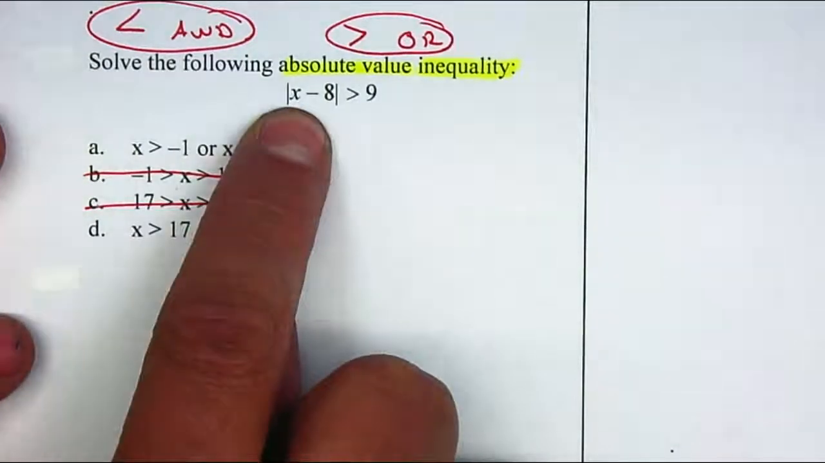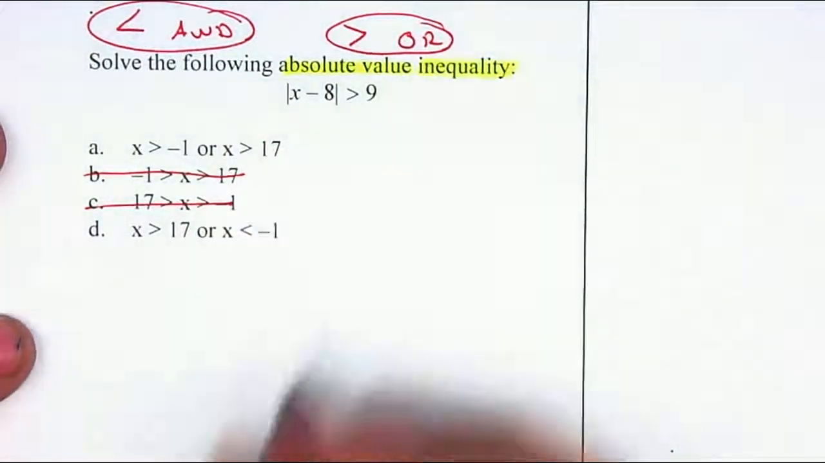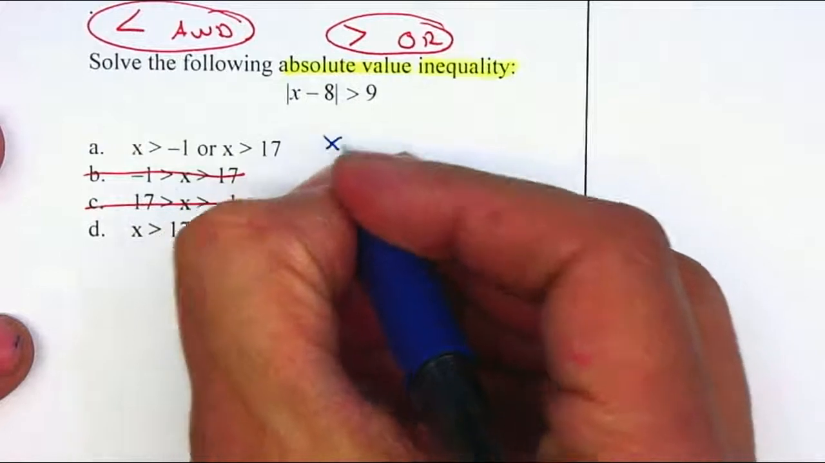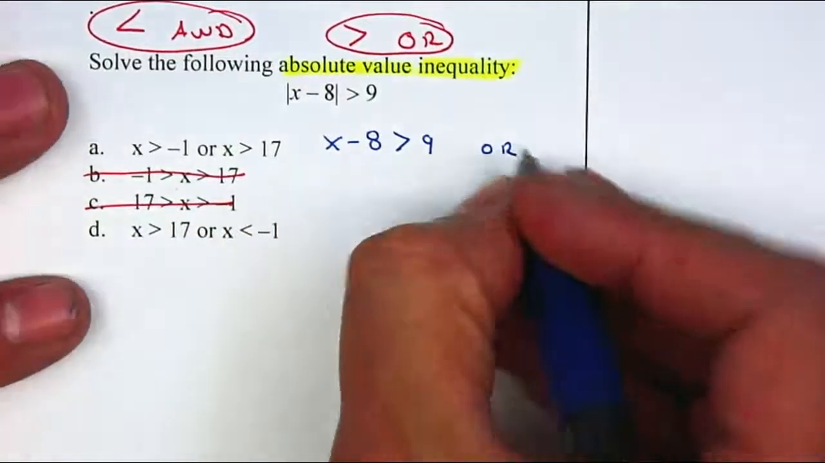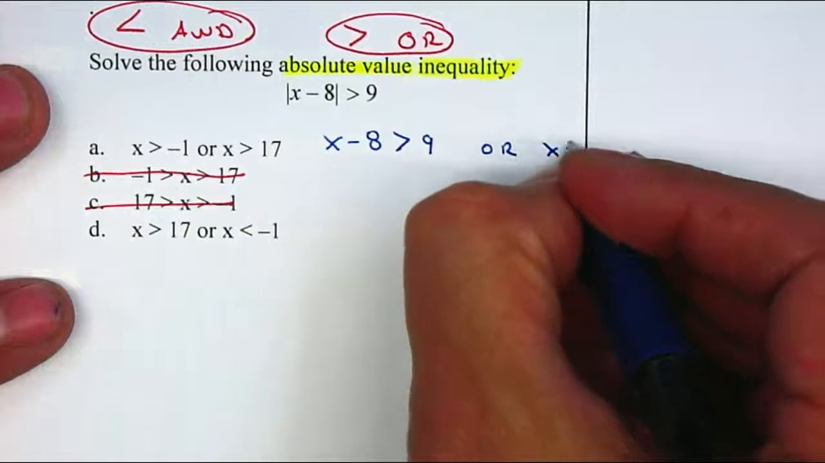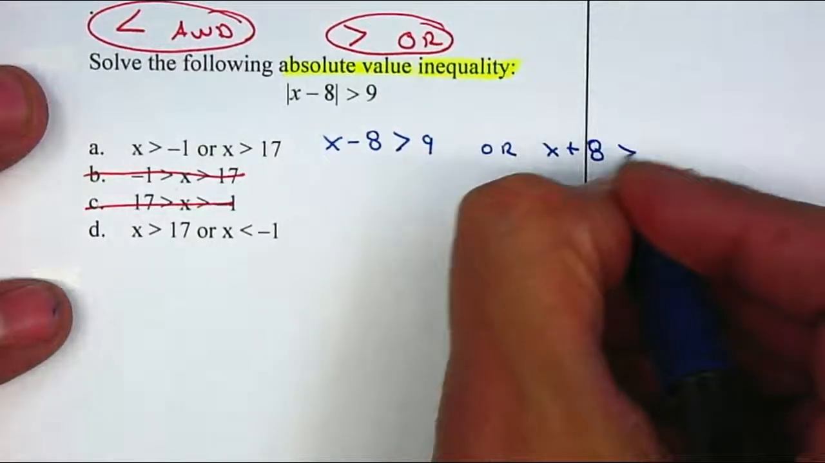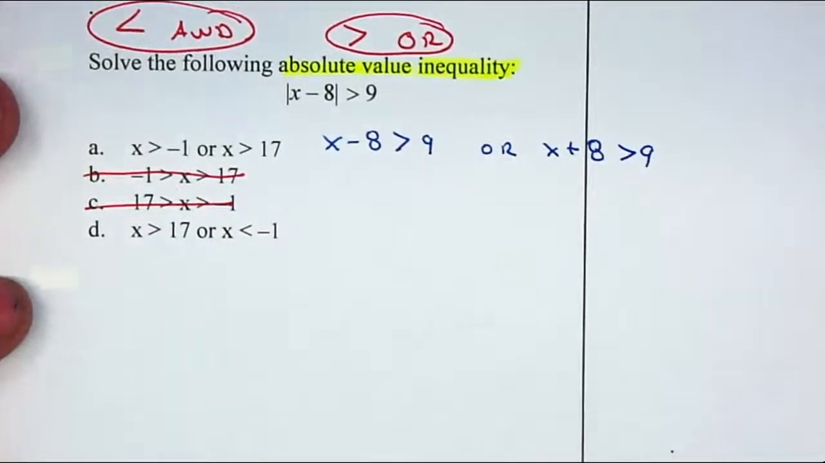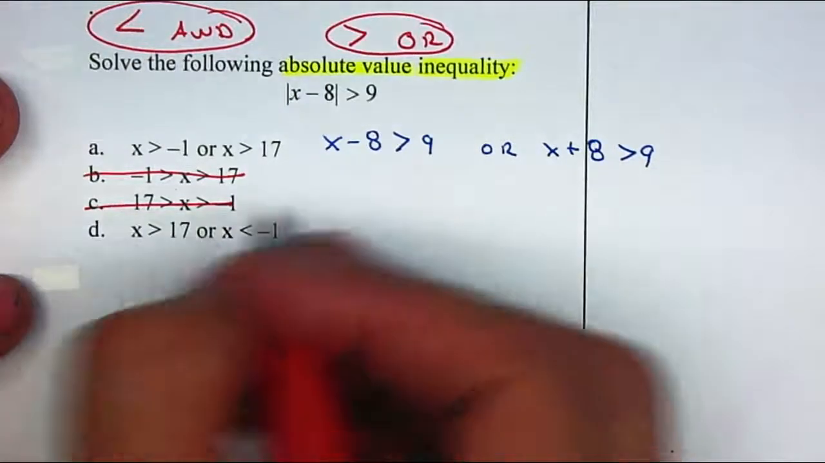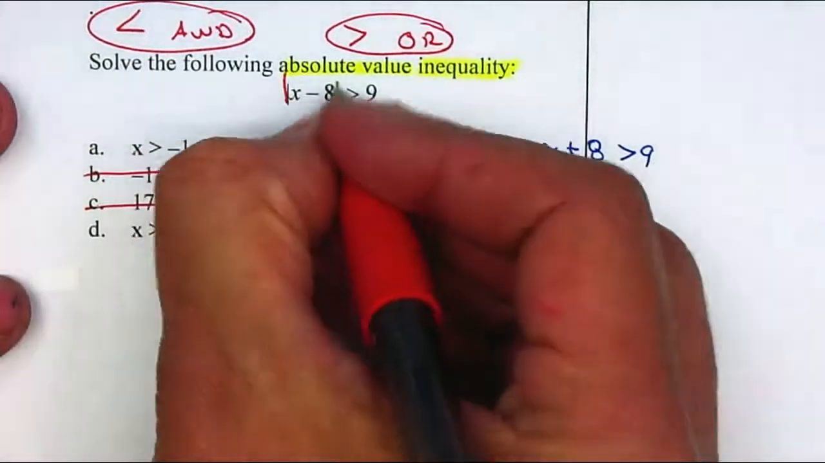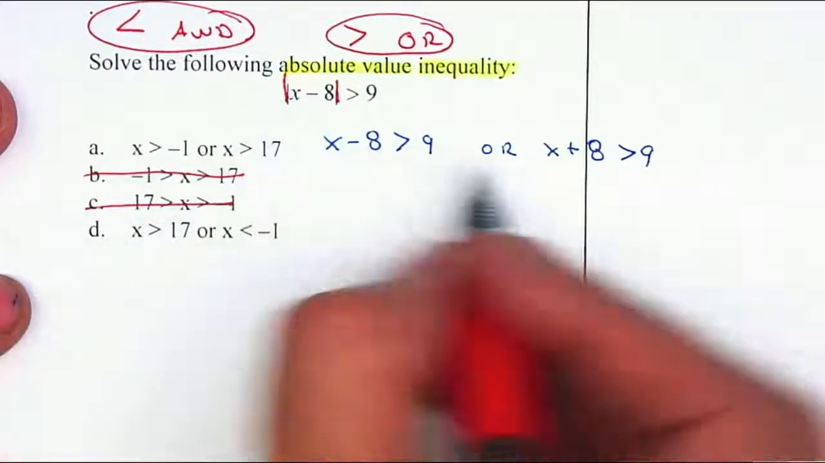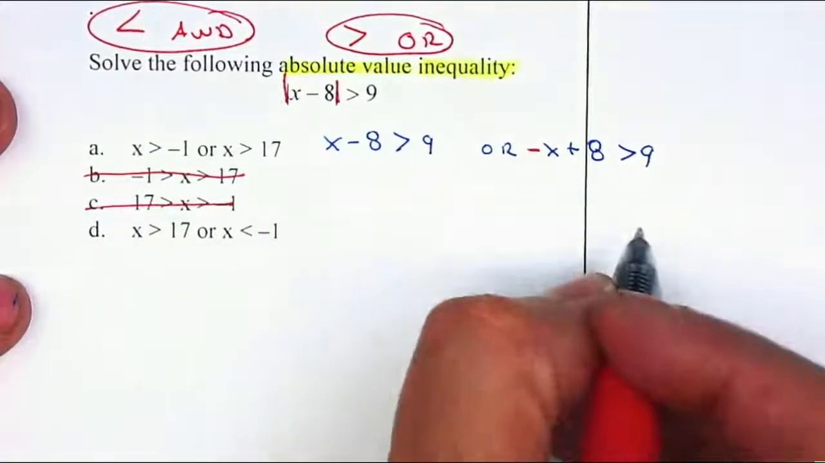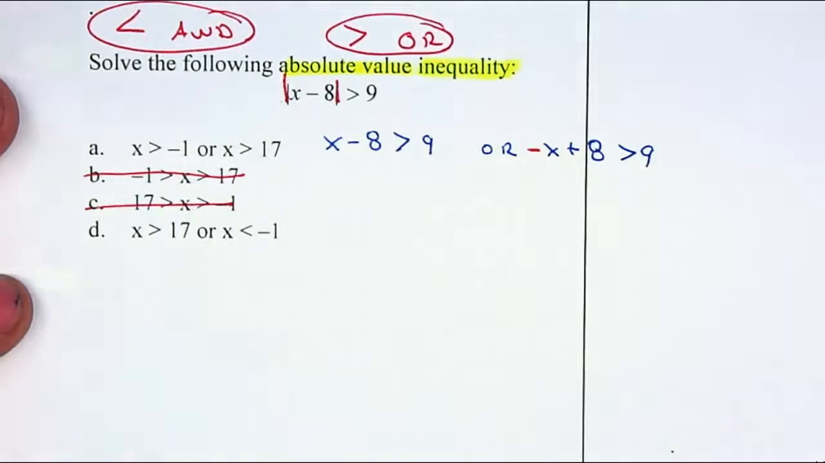Remember, whenever we have absolute value, we have two solutions. We have x minus 8 is greater than 9, or x plus 8 is greater than 9. And I already made one mistake. What was my mistake? Yes, remember that whenever you rewrite the second time, whatever's inside the absolute value has to be the opposite. This is a positive x, this should be a negative x. And that's the main mistake that most of you guys will make.